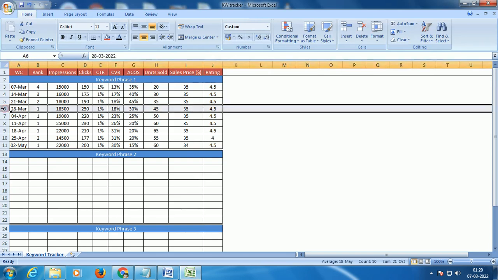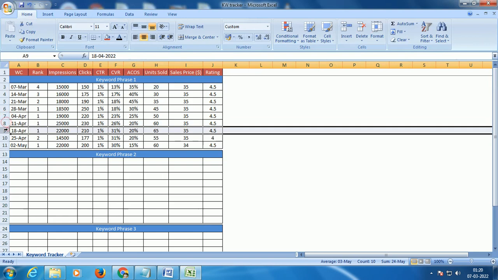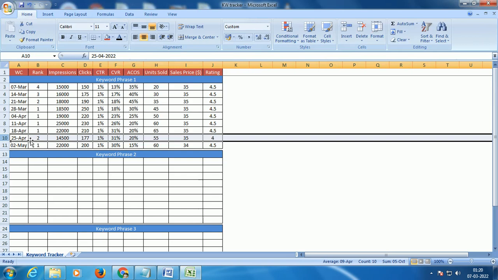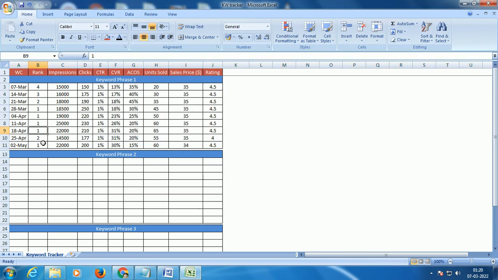Now once we achieve this, we also see that we were able to hold this position only for how many weeks? 1, 2, 3 and 4 weeks, right? Now once we achieve this organic position number 1, we also see that our ACOS started to drop drastically, which is what happens in most of the cases. Now you see what has happened on 25th of April. On 25th of April, my rank dropped from 1 to 2.